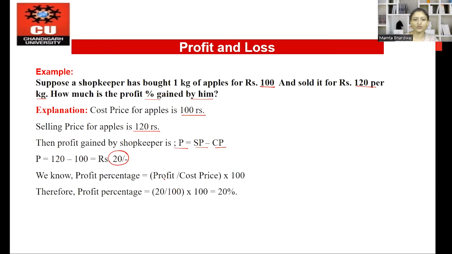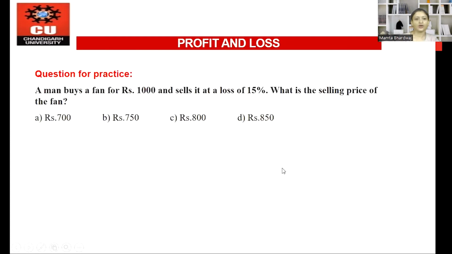So profit percent will be equal to profit upon cost price into 100. So here the cost price is 100 and profit is 20. So 20 is 20 percent of 100. So we will get the profit percent as 20. Now we will do a question based on the same concept.